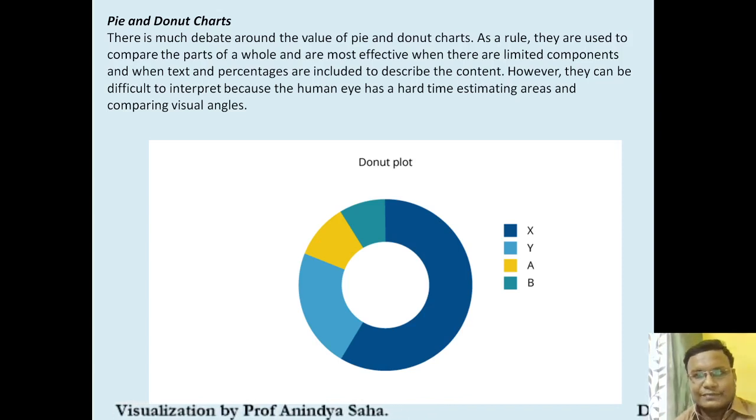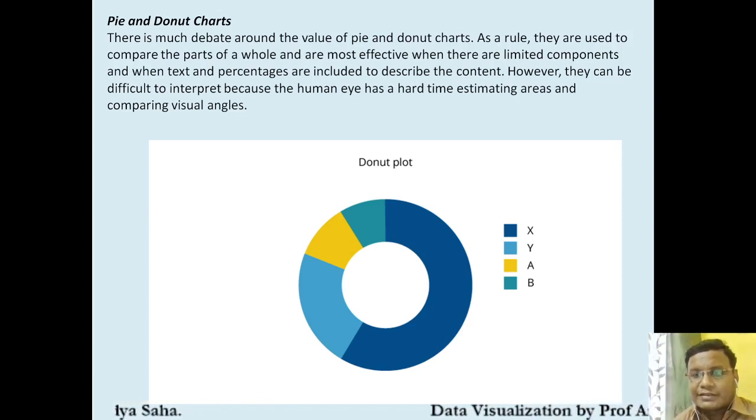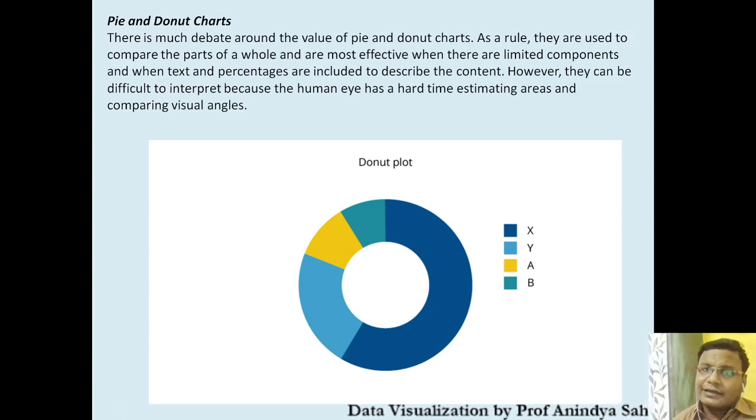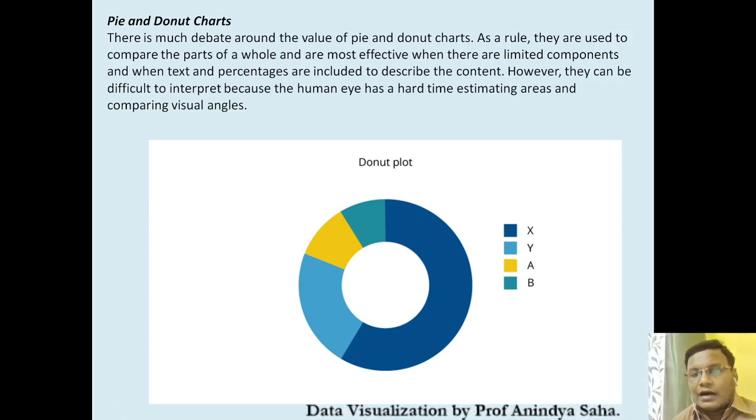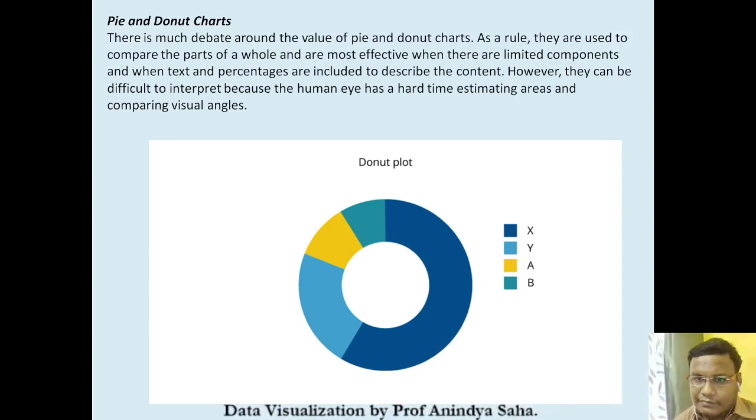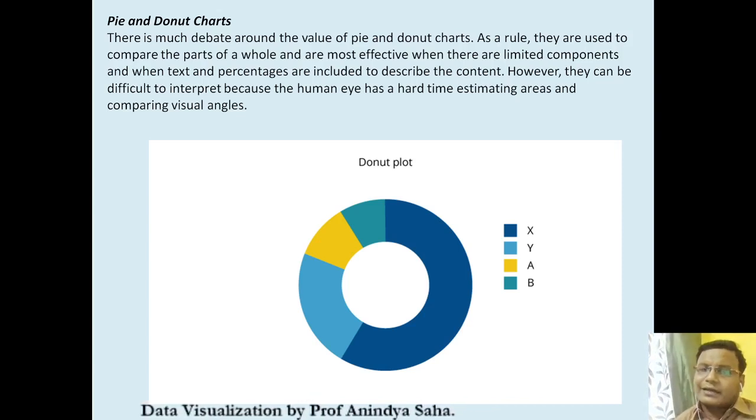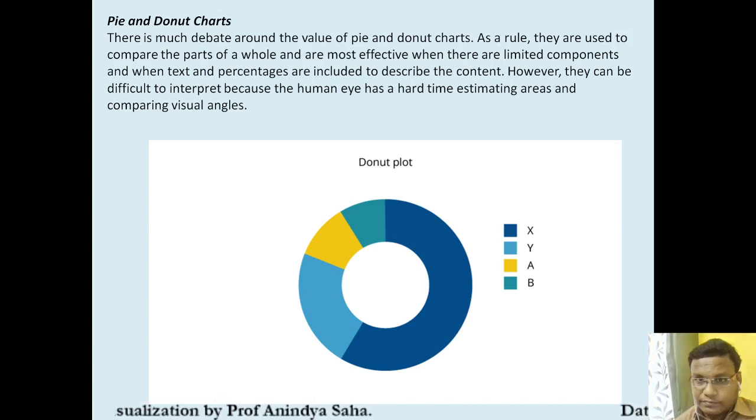Then we have to use the donut chart. So as a rule, they are used to compare the parts of the whole and are most effective when there are limited components, when the text and the percentage are included to describe the context. In the pie, we define the whole data in a 360-degree angle, or we can say 100%, then each segment is 40% or 30% or 25%.